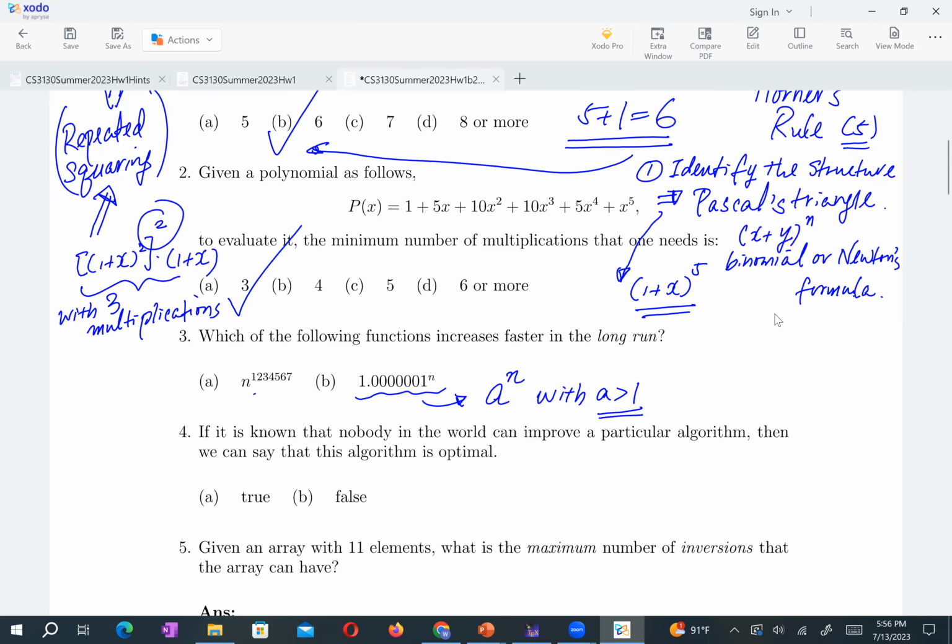But that other one is a power function. Although that number is big, the exponent is a constant. Even if it's big, it's a constant. It never changes. So this exponential function, eventually, will beat that big power function.